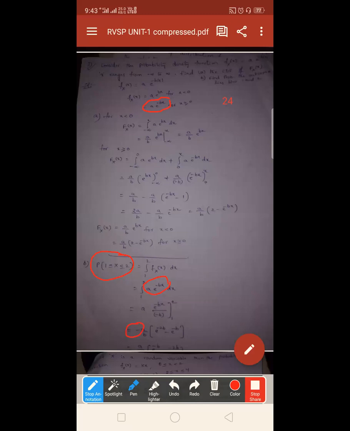Okay, so take this minus into the brackets. So you will get a by b into, within the brackets you have to write e power minus b minus e power minus 2b. If you take the minus into the brackets, then multiply the terms within the brackets with minus symbol, then you will get the expression as this one. Is it clear?